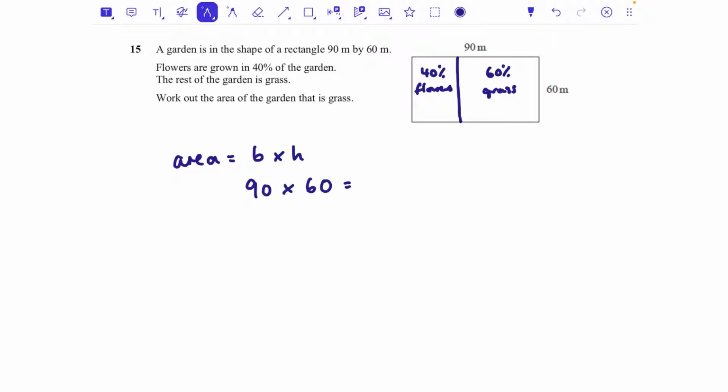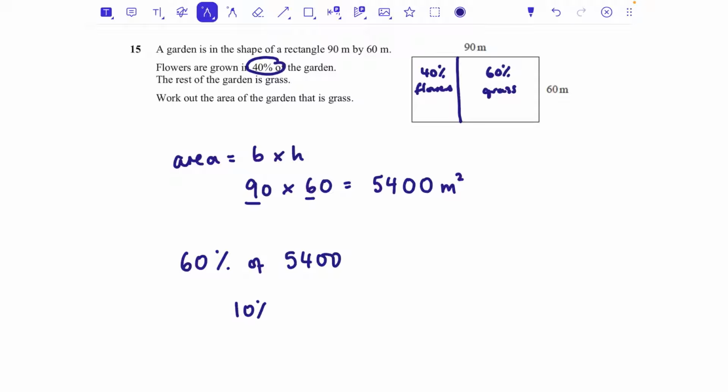Now this is a calculator paper, so you can just pop that in your calculator if you want, but it could also very easily come up on the non-calculator paper. So 9 times 6 is 54, and then we're going to make that 10 times bigger for the 90 and 10 times bigger for the 60, so 5,400 metres squared. Now you could work out 40% and take it off. But I'm just going to go ahead and work out 60% because that's the same and it's going to be a little bit quicker.